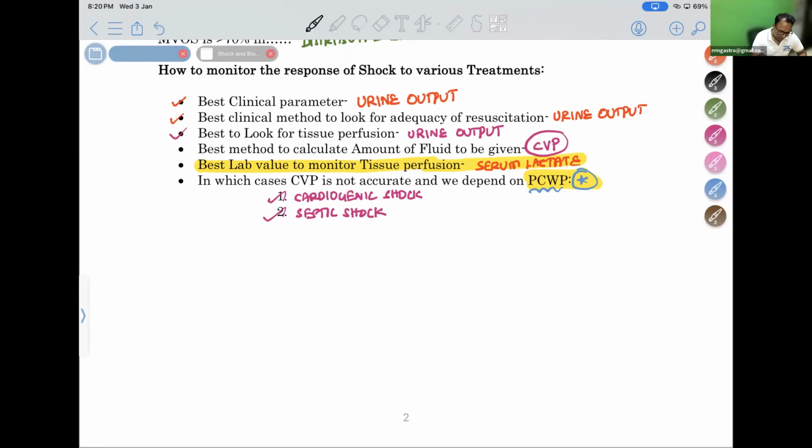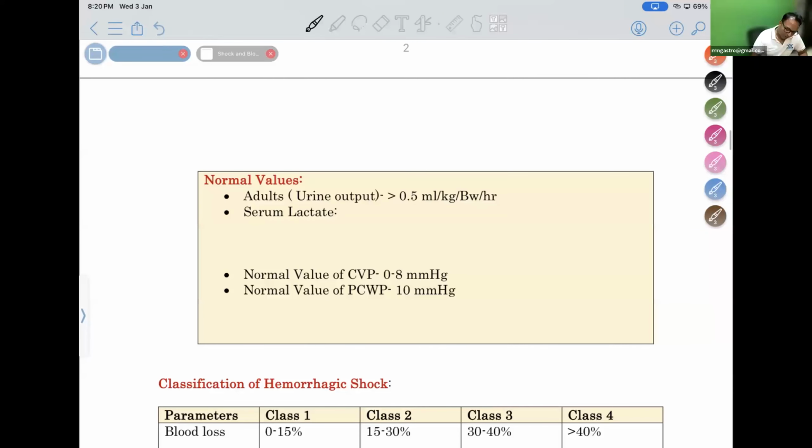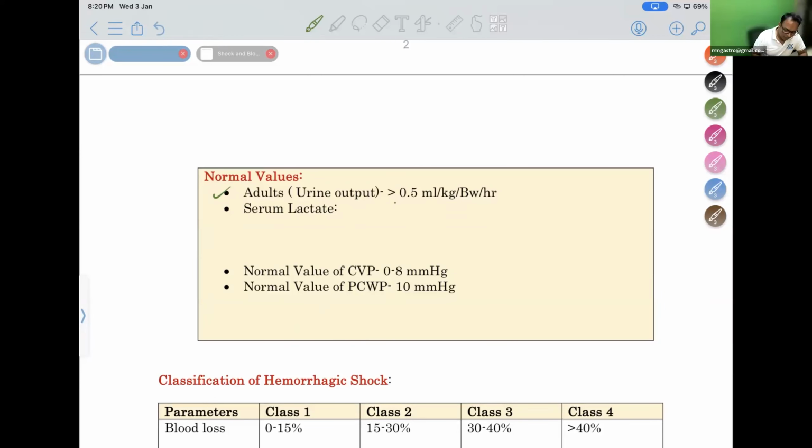Now, these are the values from Bailey and Love. Normal value of urine output is 0.5 ml per kilogram body weight per hour. Serum lactate less than 2 millimoles per liter is called good resuscitation. You have done a good resuscitation. If it is more than 5 millimoles per liter, it is a bad resuscitation. So please understand, if you are doing good resuscitation, the value should be less than 2 millimoles. If it is more than 5 millimoles, it is bad resuscitation.